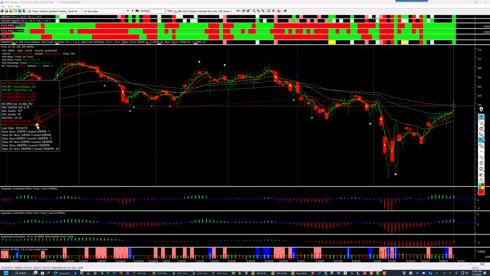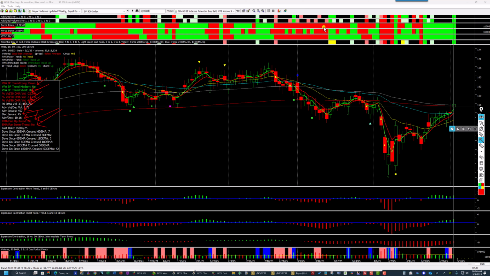But this information here shows that there were 457 advancers yesterday and 45 decliners, with the advancers a 10-to-1 positive day. So a very strong day on advancers versus decliners. But notice that the volume was not up. Now the VPA trends, short and medium term trends, are up, which corresponds to these histograms over here.